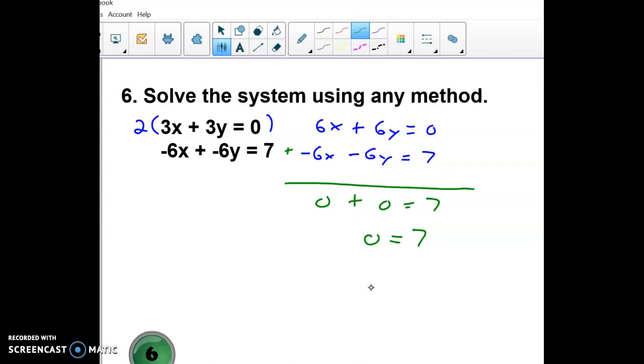So again, this is just a special case when both x and y cancel. And now we have a statement that's never true. 0 is never equal to 7. So this is a system that has no xy pairs, right? If we were to graph these, they would make parallel lines, and they would have no points in common, no points that they share.